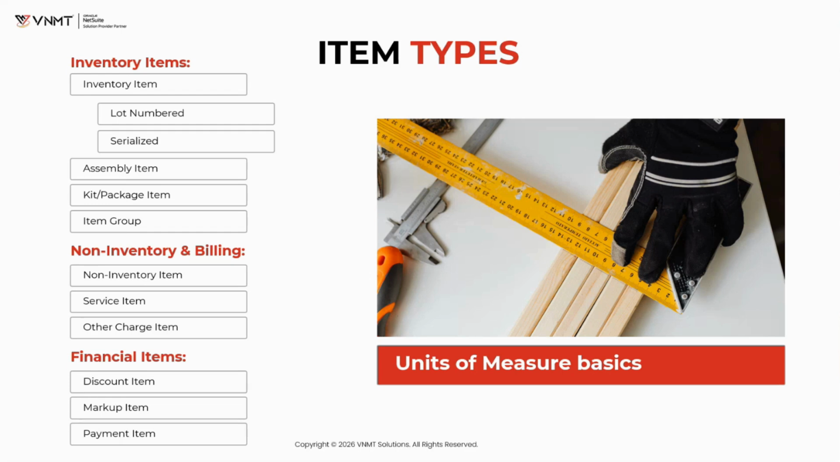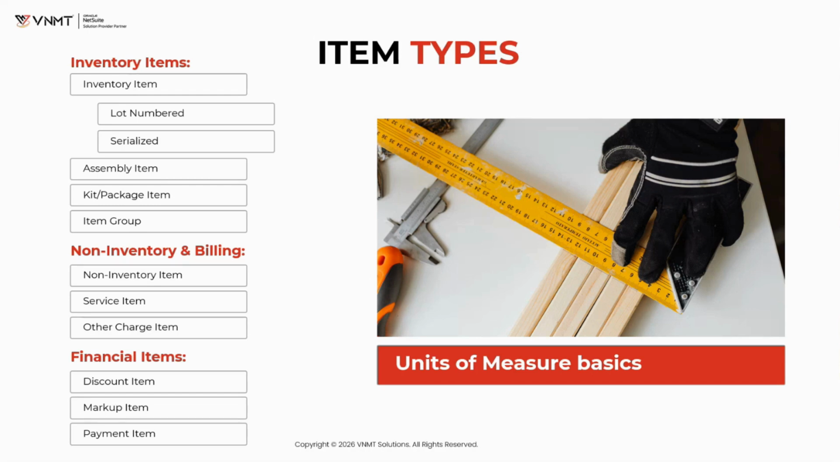Lot numbered items are something like your medicine batches or your food items, something you want to keep track of the lot as well as their quantity. So when a particular lot expires, or which lot number you are fulfilling, you want to keep track of those. You create those as lot numbered items. Another is serialized item, something akin to your electronics or mobile phones. Each individual item has a unique serial number, and you want to track those serial numbers as well. You create those as serialized inventory items.